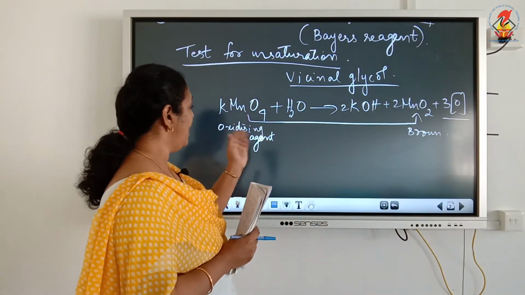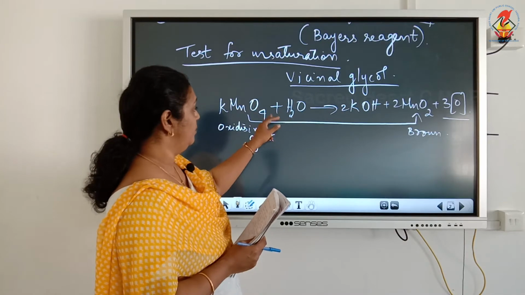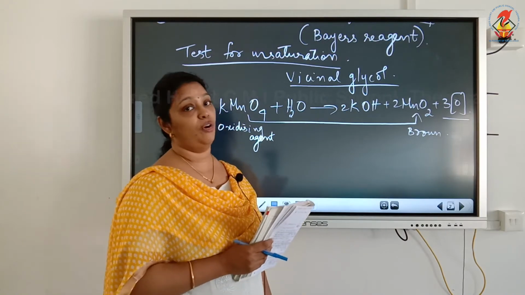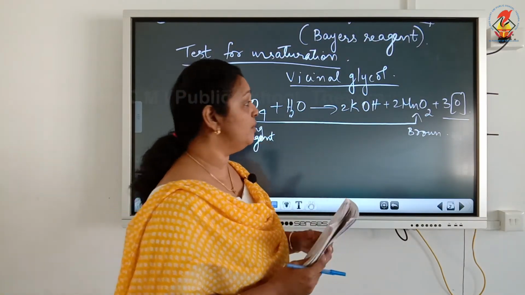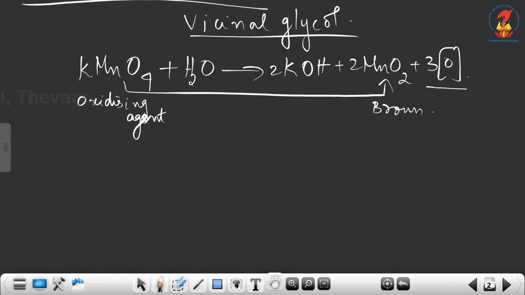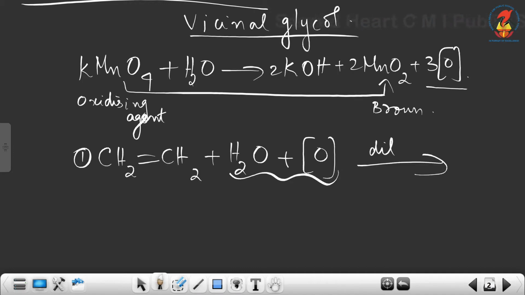So this is the reaction for the oxidizing property of KMnO4, that is KMnO4 plus H2O. Dilute aqueous KMnO4 will get reduced to MnO2 by liberating 3 atoms of oxygen. That nascent oxygen is responsible for the oxidation of alkene. So next I am going to write the example for oxidation of alkene with Bayer's reagent. The first example is CH2 double bond CH2, plus H2O plus O. This H2O plus O is coming from dilute KMnO4.